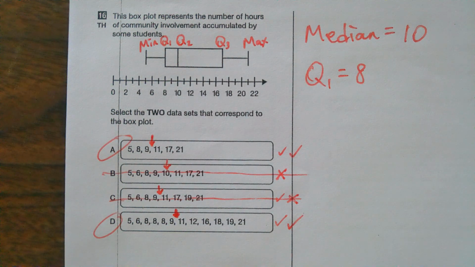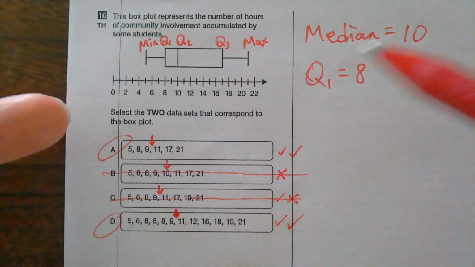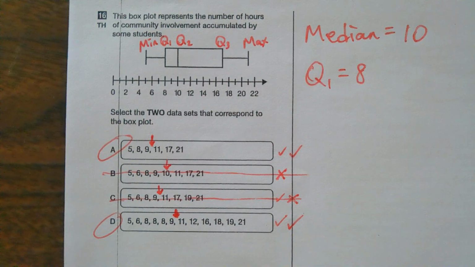It seems like an easy question, but there's actually a lot of work. You actually had to try four different data sets to figure it out. I'd rather they just give you the number set and tell you to draw the box plot. It would have been even easier.